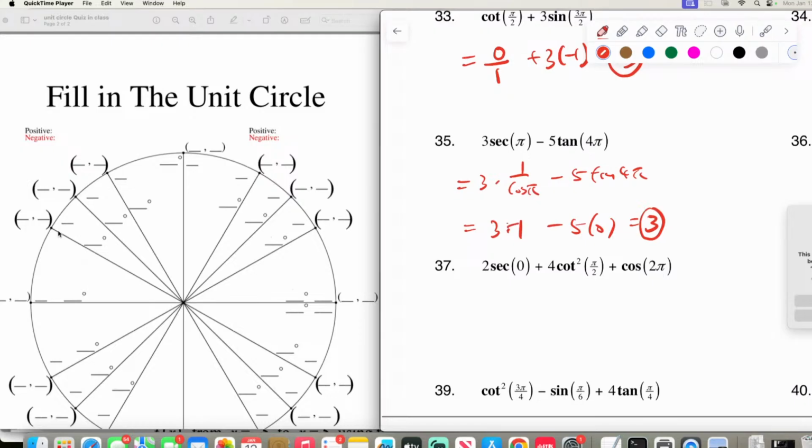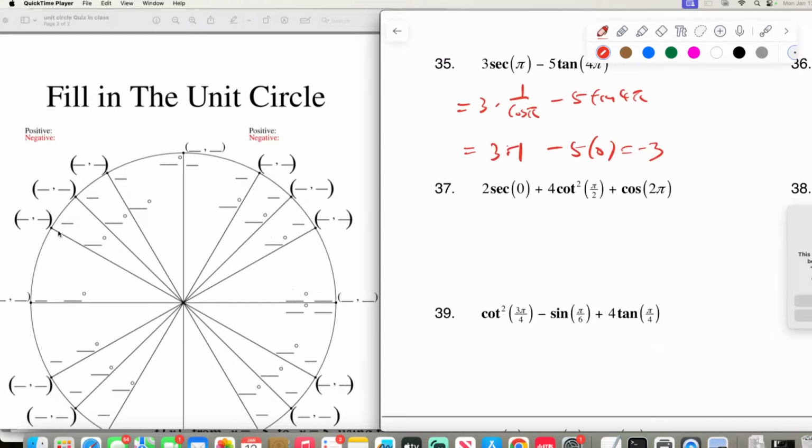Negative 1, negative 3. So we do it too quick. Secant of 0 is what? 1, right? Plus 4 cotangent of pi over 2. So what is cotangent of pi over 2? 0. So that's 0. Plus cosine of 2 pi is 1. So is that 3? Okay.